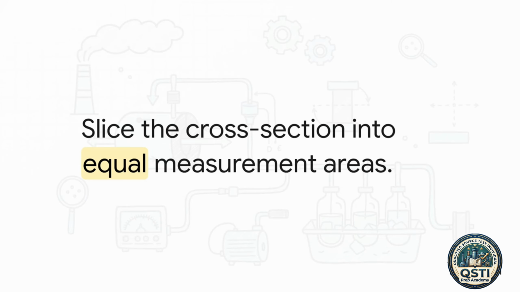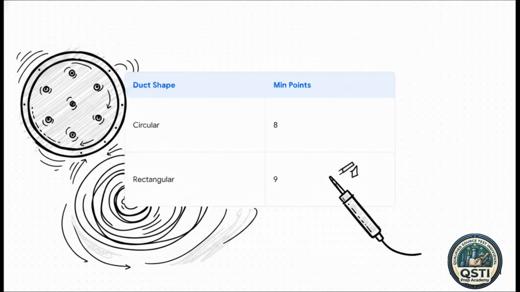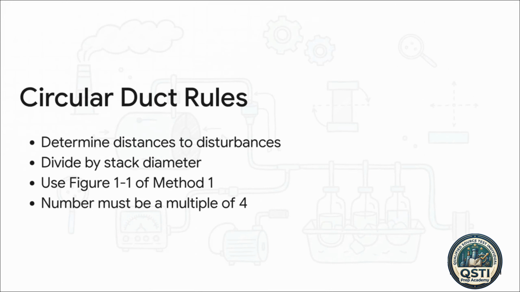Now let's figure out exactly how many traverse points you need to slice across that duct area. Hit the optimum location criteria. You'll need a minimum of 8 traverse points for circular ducts. And don't forget, for those circular ducts, your final traverse point number must be a multiple of 4.